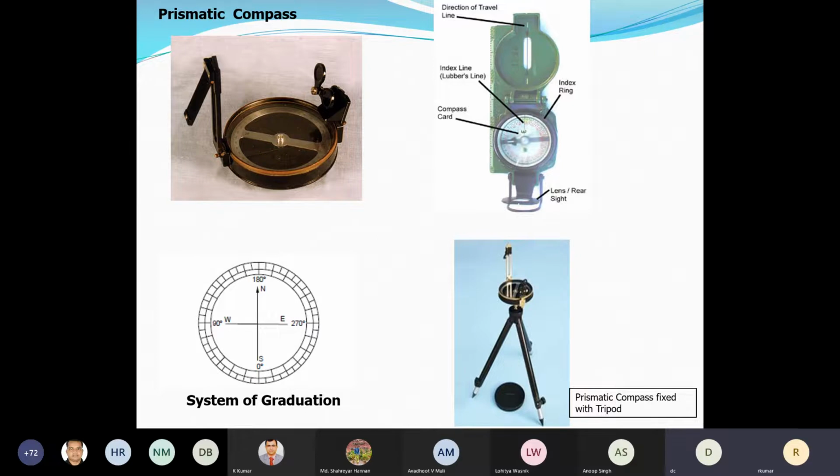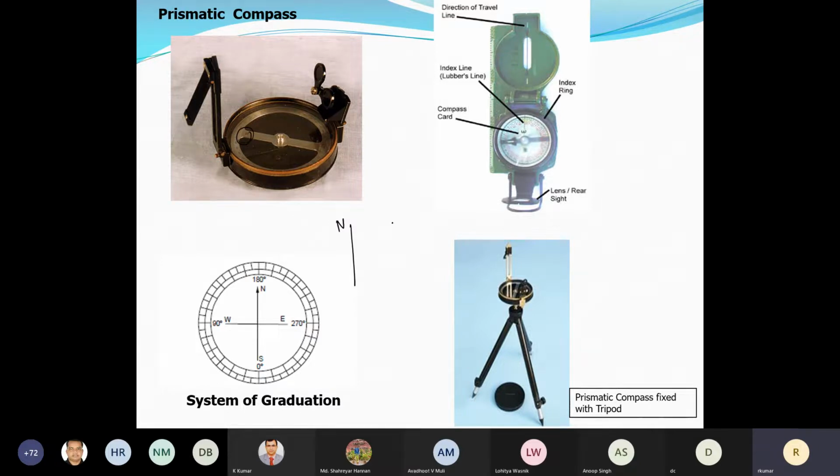Now, the prismatic compass. What is the role of the prismatic compass? I will tell you the parts of the prismatic compass. With the prismatic compass, we have to see the angle. Suppose this is your north. What is the use of this magnetic prismatic compass? There is a magnetic needle. You see there is north written here. It will show you the magnetic north.